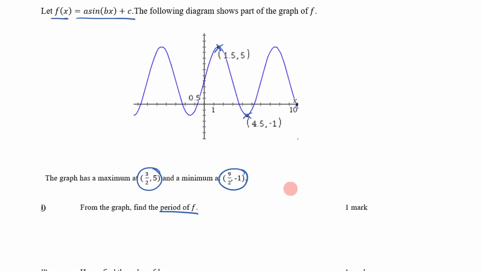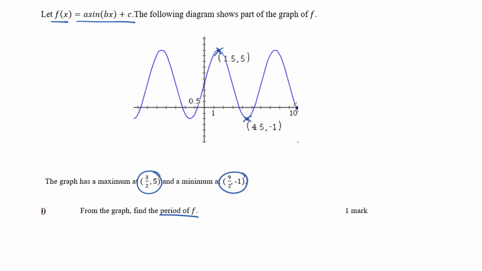Okay, so what is the period? The period is simply the distance it takes for the graph to do one complete cycle. So how long does it take to do that? One complete cycle, how long does that take to go right around? Well, what information are we given? We've been told that we have a maximum here, and the maximum occurs at (1.5, 5). So that means the x value there is 1.5, which is the same as 3 on 2.